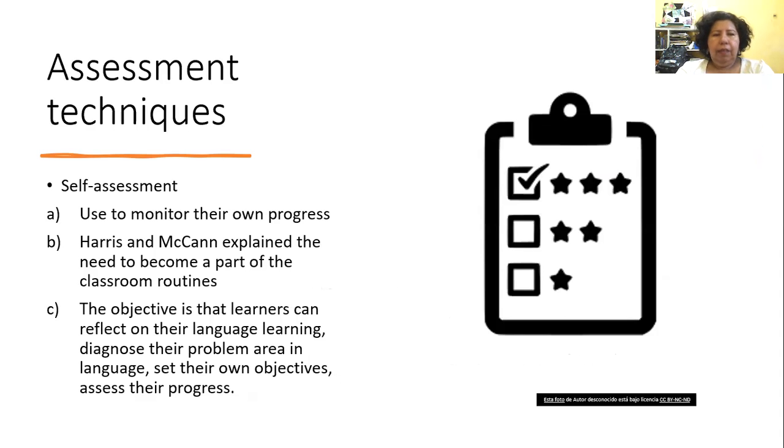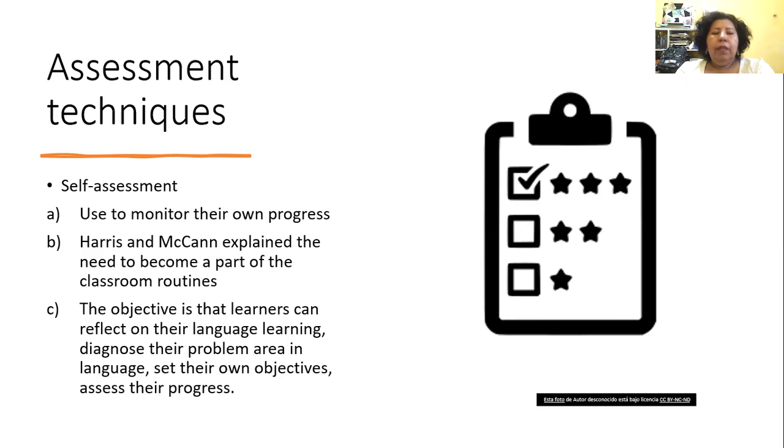Then in self-assessment, okay, which are the assessment techniques? Well, self-assessment is used to monitor their own progress. That's why it's self-assessment. Harris and McCann explained the need for it to become a part of the classroom routines. Okay, it's not something that can be presented or done only once in the semester or in an academic year, but it should be something that continues.